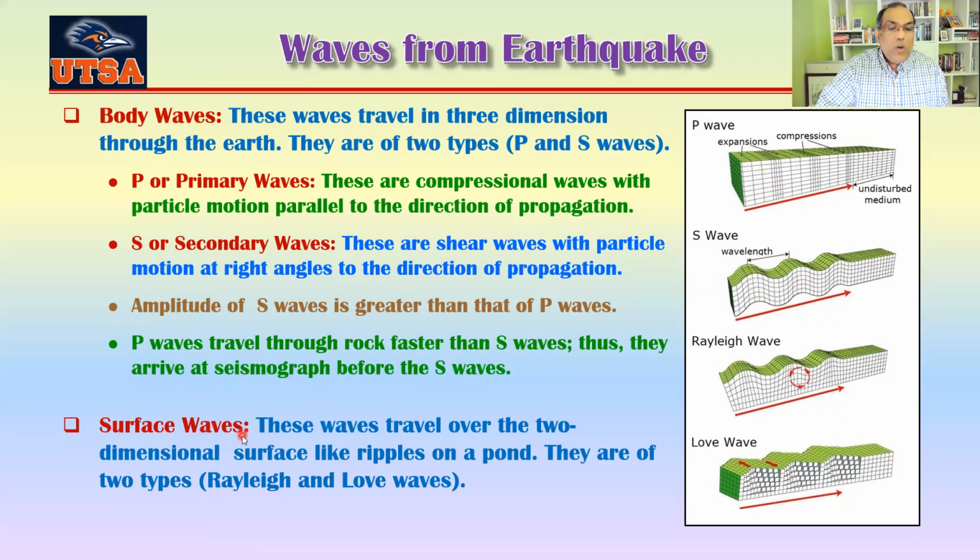And what are surface waves? These waves travel over the two-dimensional surface like ripples on a pond, and there are two types, the Love waves and Rayleigh waves. So you can see this one is going like this at the surface, okay? And this one is going like this. The difference is this is on the surface and this is within the earth material, okay?